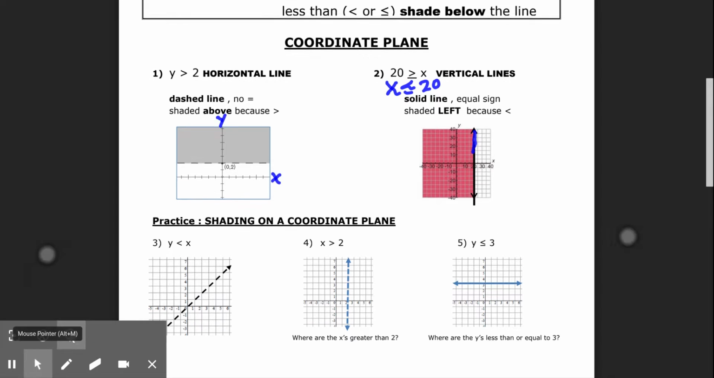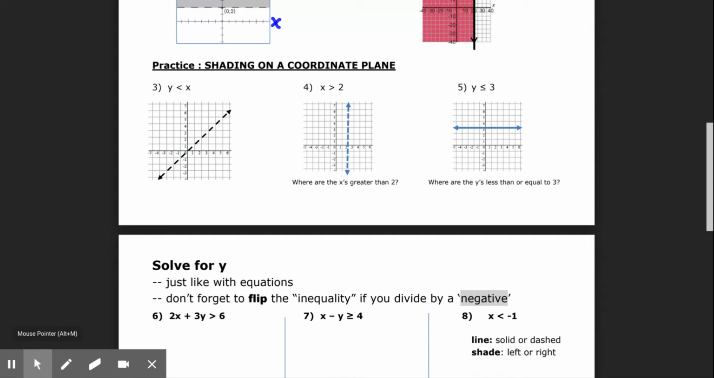All right, let's practice shading down here. So on number 3, we have y is less than x. So remember, our y-intercept would be 0. It does go through the origin. So where would y values, again, this is our y-axis and this is our x-axis, be less than the y-intercept of 0? Would be down here where the negatives are. So that commits you to that side of the line. So it's going to be everything below.